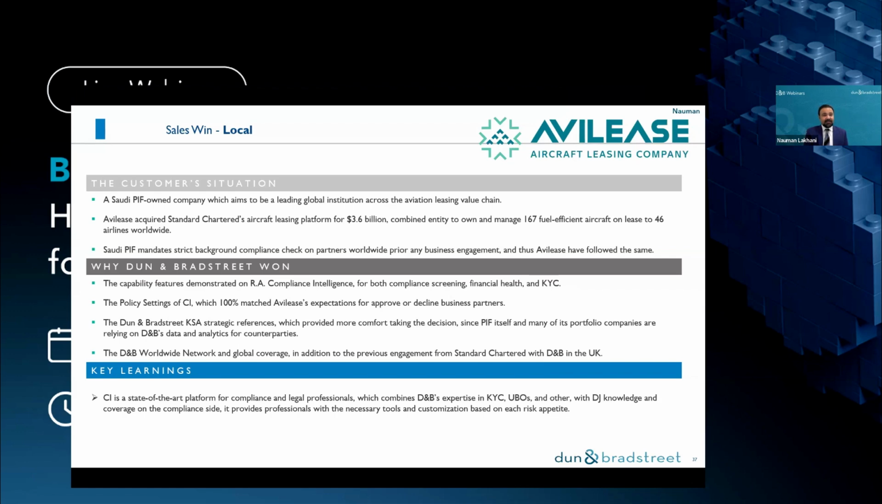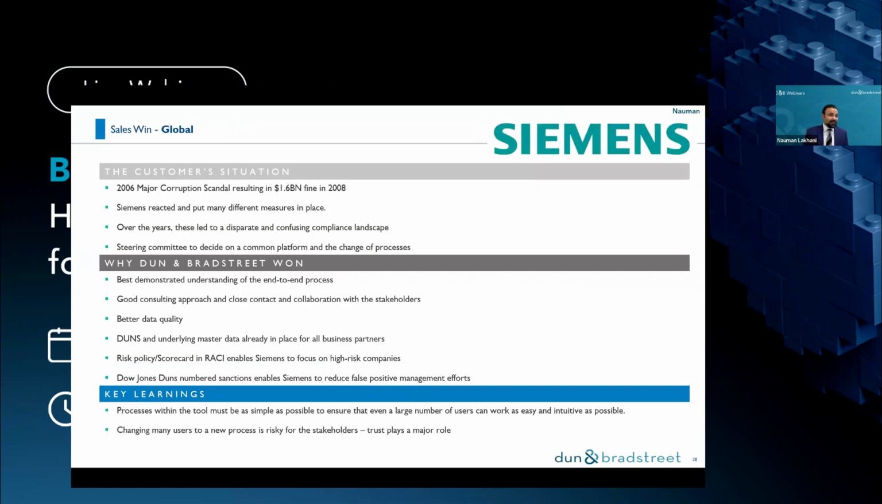Similarly, we do have a global example such as Siemens, who in 2006 had major corruption scandals, which resulted in almost a $2 billion fine in 2008. They have been working with us on a continuous basis, and our platforms are helping Siemens to focus on high risk companies that they're working with. And so that's something I wanted to cover quickly.